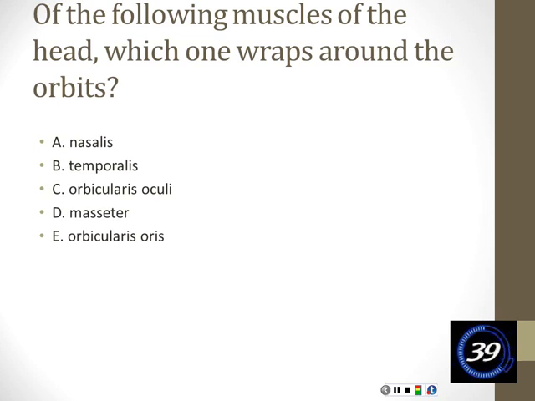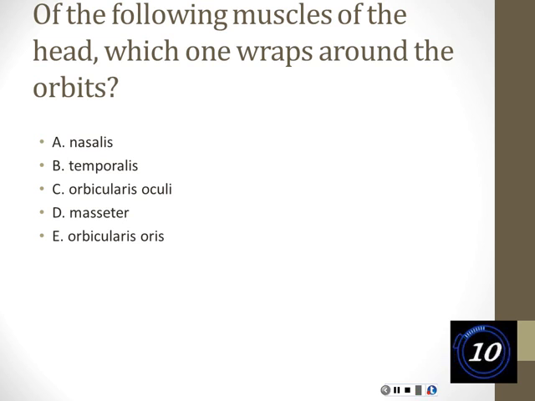All right. So which one wraps around the orbits? The orbicularis muscles are the ones that are round. Orb is round, so orbicularis is round. So we have an orbicularis oculi and an orbicularis oris. The oculi is around the eyes, ocular, oculi, and the oris is around the mouth. So the correct answer here would be C, the orbicularis oris.